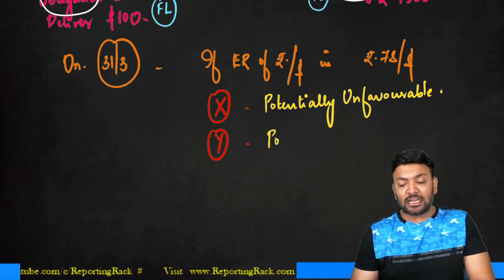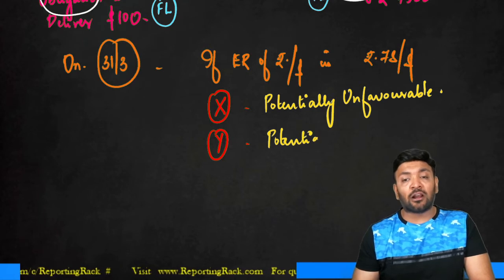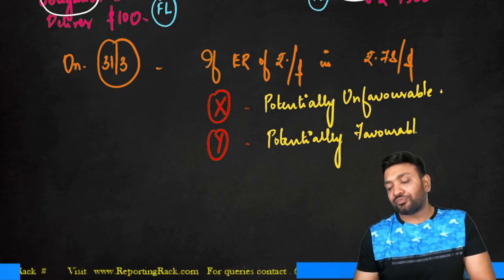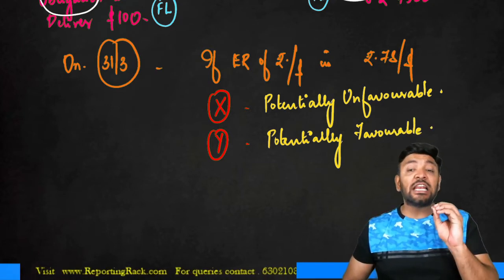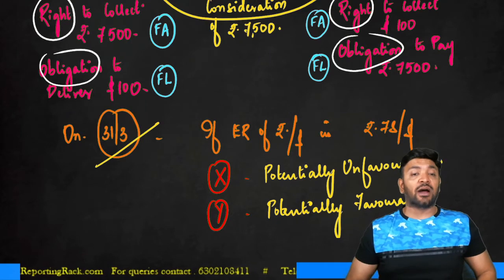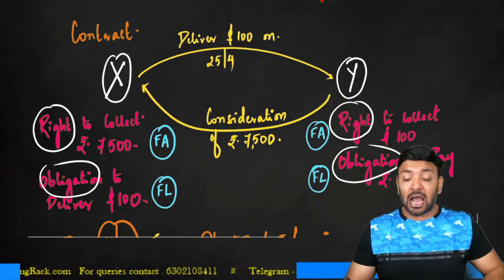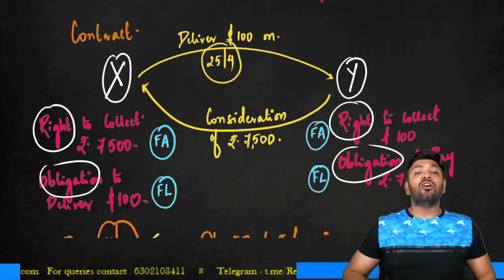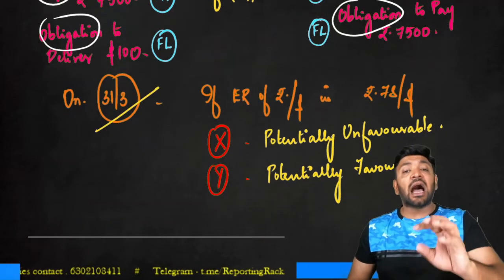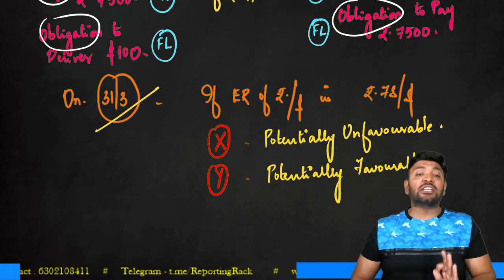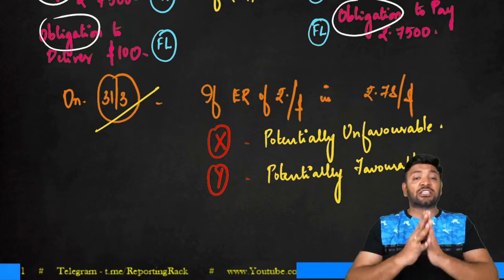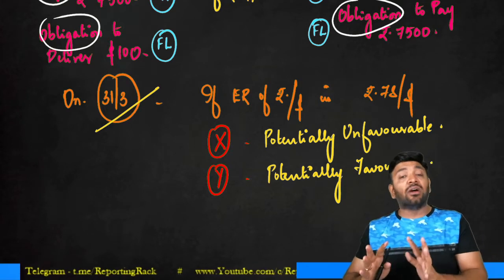Why did I use the word potentially? Why can't I simply use the word favorable or unfavorable? I use the word potentially because I am assessing this on the balance sheet date, 31st March. But when is the assessment going to happen? I'll have to assess whether there is an actual gain or loss on the date of settlement of the contract, that is 25th April. Therefore, as on 31st March, I'll still call it a potentially favorable or potentially unfavorable contract. When it comes to 25th April, the favorable or unfavorable positions are settled. On that day, I will remove the word potential.